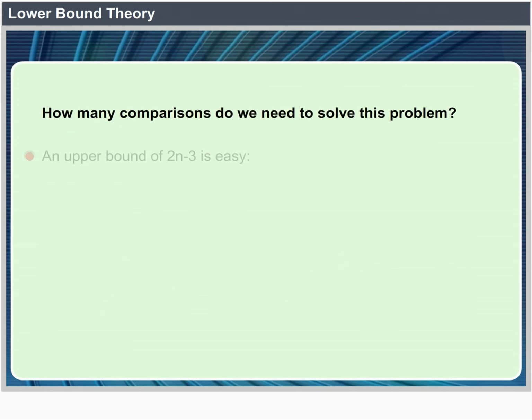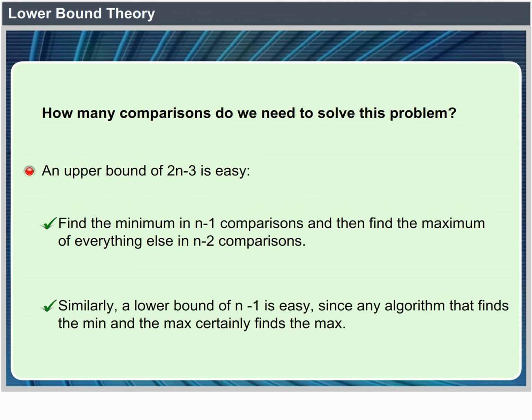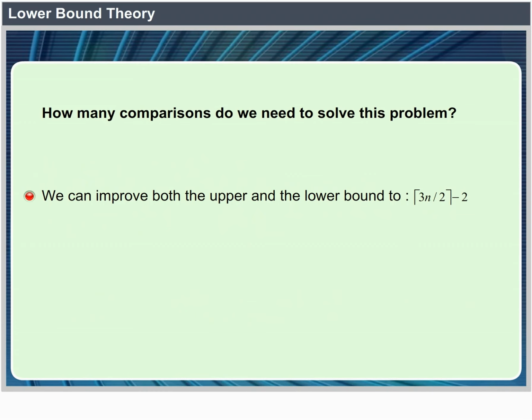An upper bound of 2n minus 3 is easy. Find the minimum in n minus 1 comparisons and then find the maximum of everything else in n minus 2 comparisons. Similarly, a lower bound of n minus 1 is easy, since any algorithm that finds the min and the max certainly finds the max. We can improve both the upper and lower bound to ceiling of 3n by 2 minus 2.